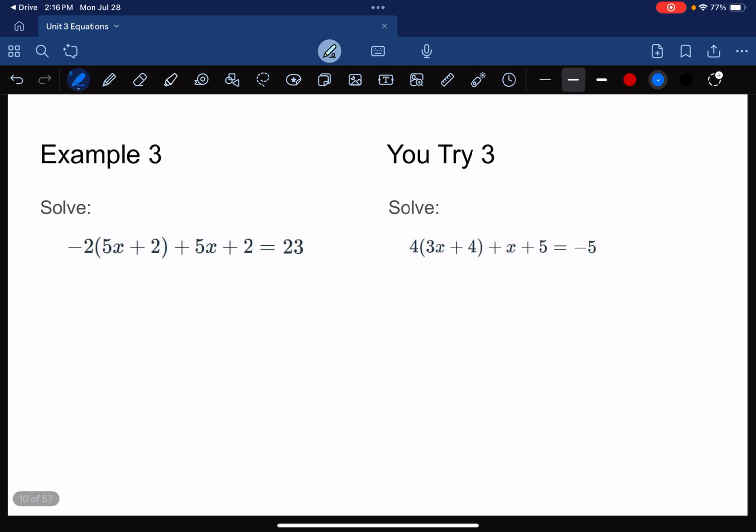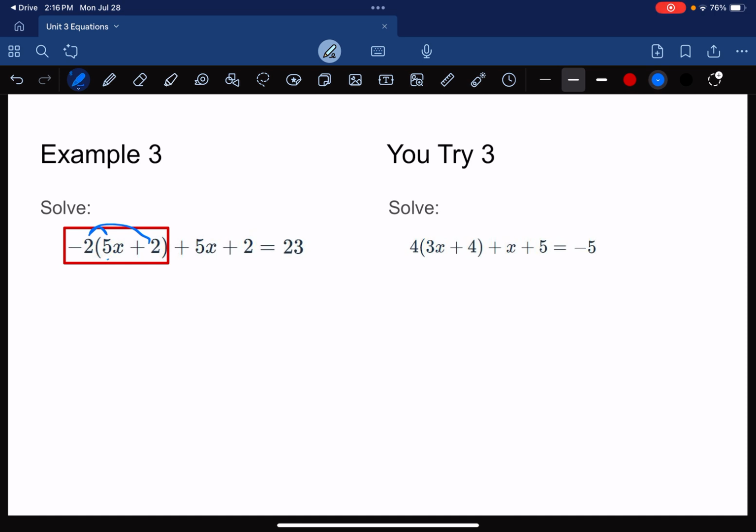Example 3. Oh, wow, we're getting really messy now. Don't be scared. Do you see any distribution? That's always the first step. Any parentheses, we're going to distribute. Well, here I see a set of parentheses. And so nothing outside that's going to change until I get this finished.